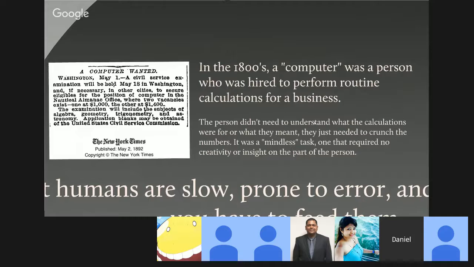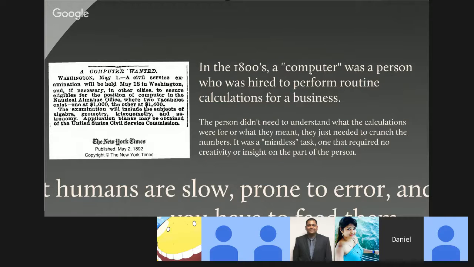And prior to Turing, there was no formal definition of computation. We didn't have a specification of what it meant to be a computer. In fact, before Turing, a computer was a job that people had. Here's a New York Times article from 1892. A computer wanted. And the ad is for someone who can do math.